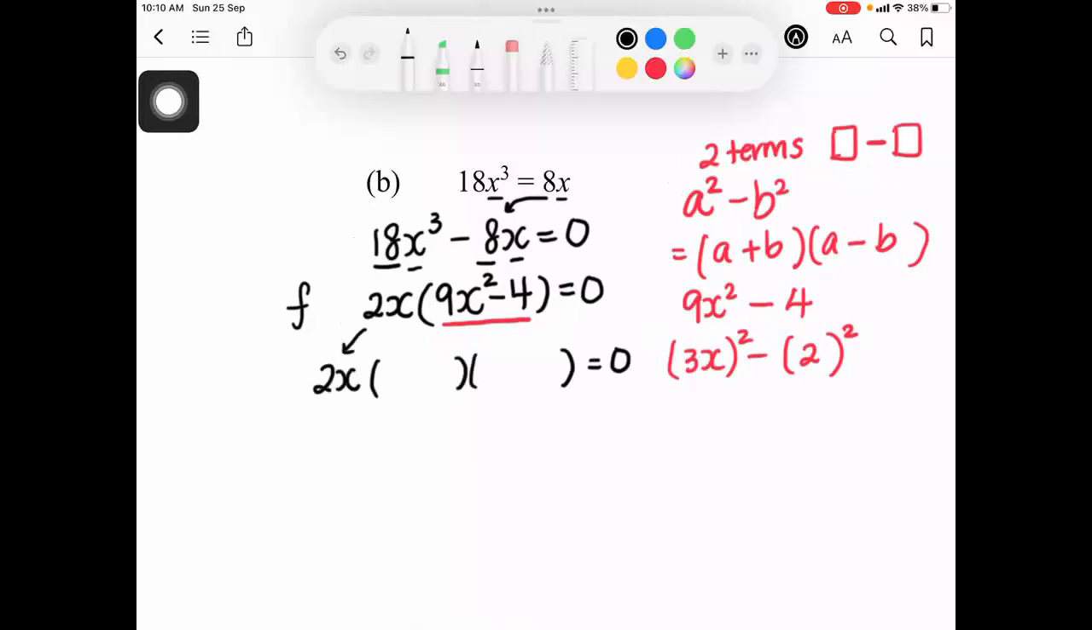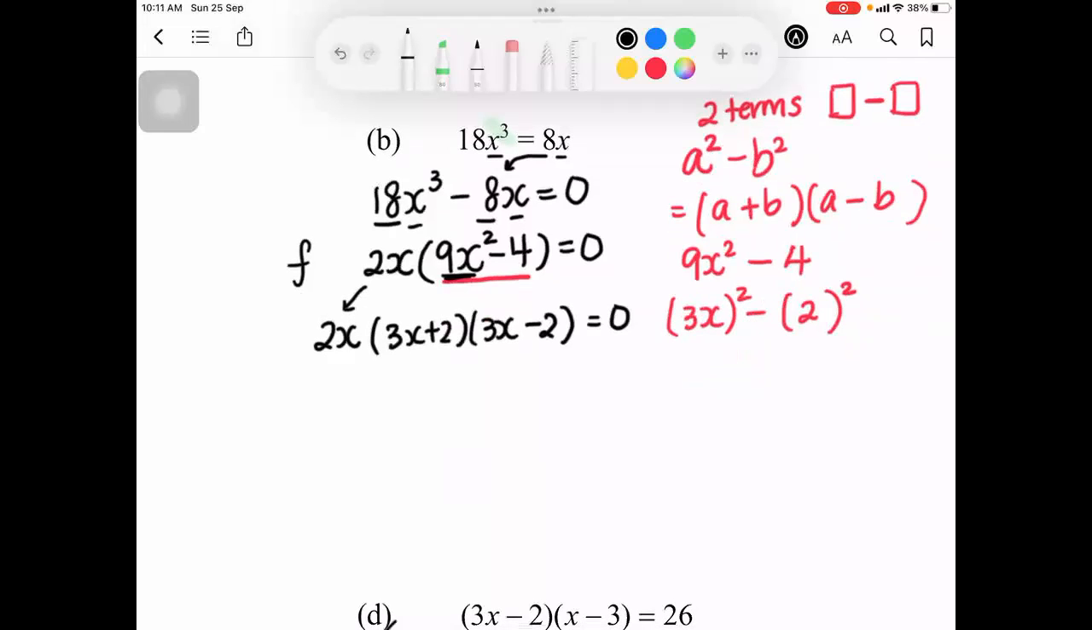Then 9x squared becomes, 9 is 3 times 3, so it's 3x plus 2, and the other one, 3x minus 2. Both must be different signs. Then you notice, oh, this one is x cubed. Cube meaning got 3 solutions. If it's x squared, got 2 solutions. If it's x only, got 1 solution. So in this case, what are the 3 solutions?